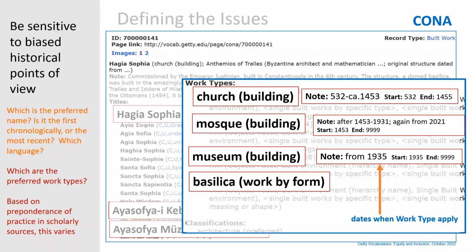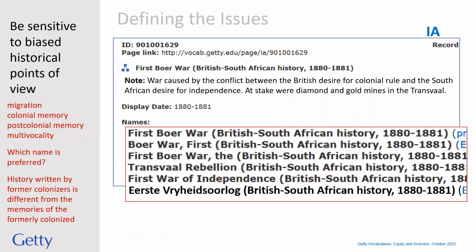And also it's true for the place types of this building. It was originally a church, then a mosque, then a museum. It's a church again. Its form is basilical. And we have dates and other flags to help you choose which term you would like to use.